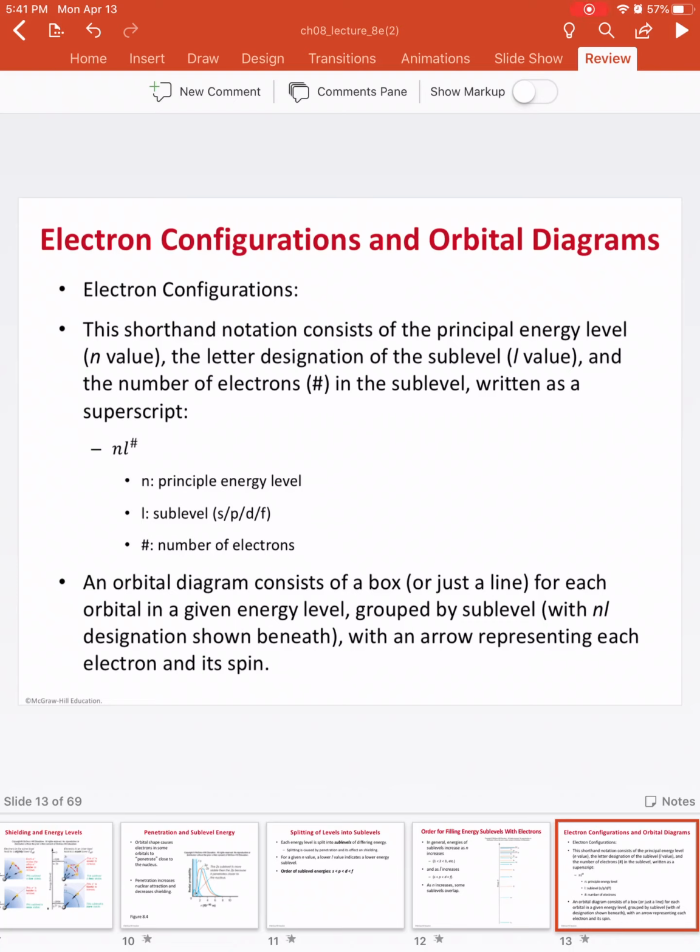Hi everyone, here's the second part of chapter 8, and in this part we're going to learn about electron configurations and orbital diagrams.